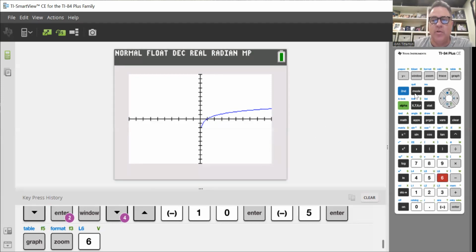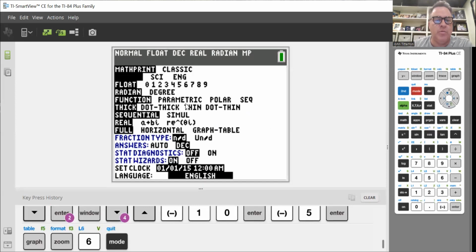There's so many things here, the modes. We're in function mode here. You can do it parametric and polar and sequential. You can tell it how you want the fractions, either improper or mixed numbers. You can tell it how to give different answers. You can move it into imaginary world here with a plus bi. Polar coordinates. You can do scientific notation, English engineering notation. Change from math print to classic. Things you should play with.